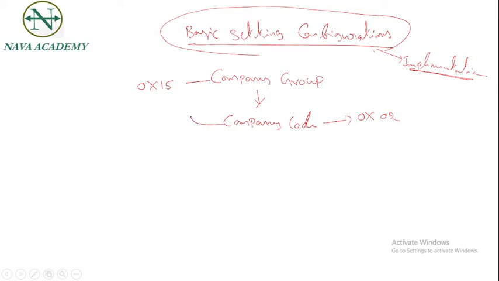This is the first step, this is the second step, and the third step is we link the company code to the company group. So we assign the company code to the company group. What is the T code for this? Assign, step 3, T code OX16.